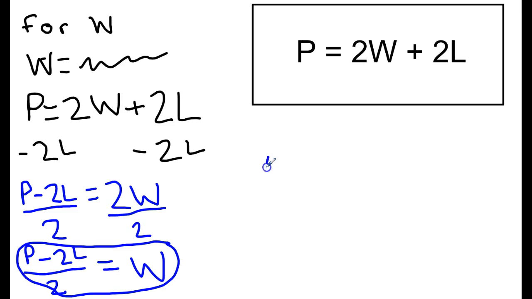Or you could distribute this 2, because you can distribute over division as well. So you could give this divide by 2 to each individual term in that expression. You could write it like this: P over 2 minus L, because 2L over 2 is just L.